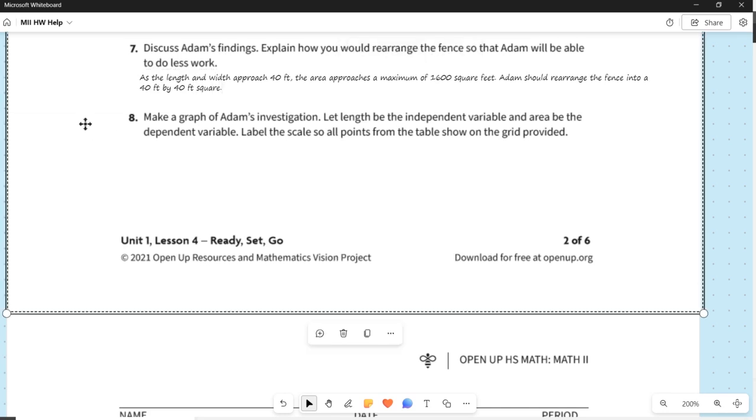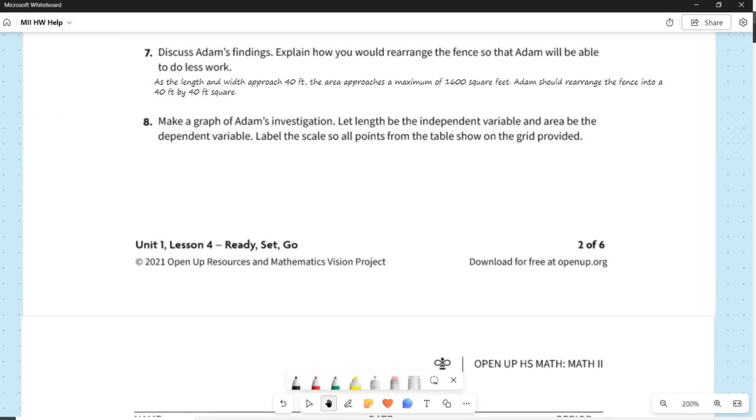Question 8. Make a graph of Adam's investigation. Let length be the independent variable and area be the dependent variable. So we're going to let length be the independent variable. The independent variable on the coordinate plane is x, the horizontal axis. That represents the independent variable.